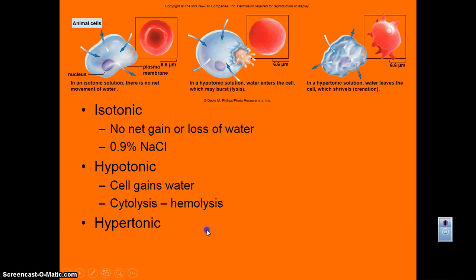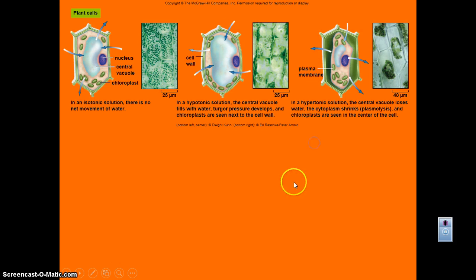Let's look at hypertonic solutions. In this case, the cell is going to lose water. So in a hypertonic solution, the percentage of solute is greater outside. So let's say the percentage of solute out here is 10%, and the percentage of solute inside is 5%. That means we're 90% water here and 95% water in here. Water is going to move from greater to lesser concentration. So it's going to go from the 95% water to the 90% water, which is going to cause the cell to shrivel. That's called crenation.